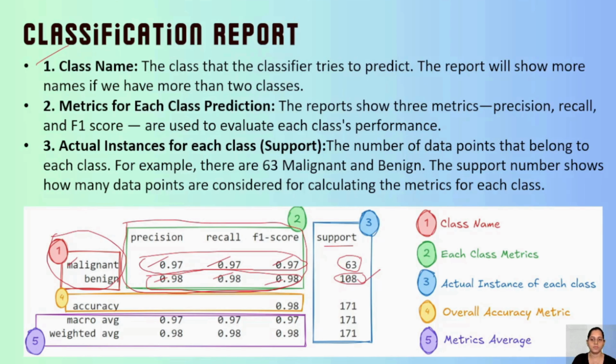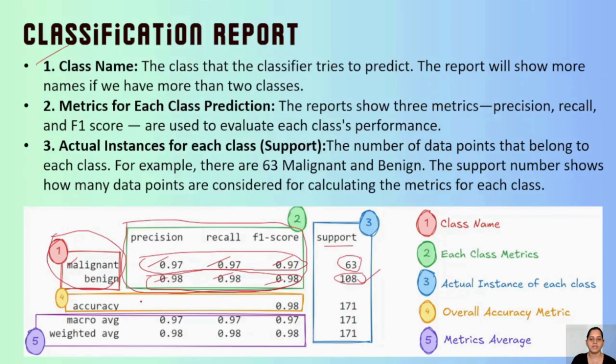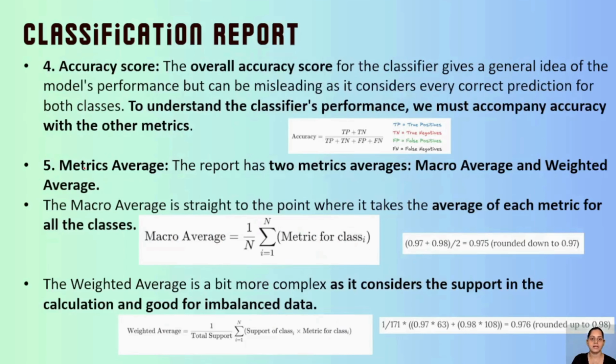Then what is the next step? We have the fourth point, the overall accuracy metric. We knew what the accuracy score is, and this is the overall accuracy metric which we are seeing. It is telling that my model's accuracy is 0.98. Then we will understand the matrix average. We have two averages present here: macro average and weighted average.